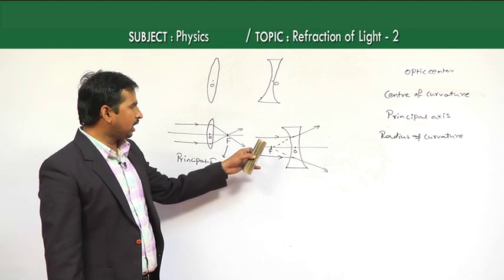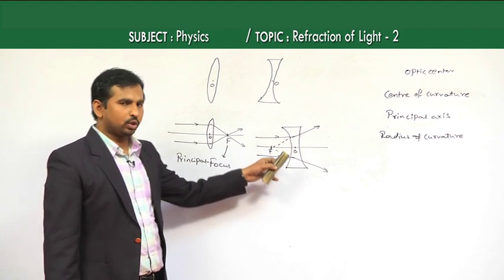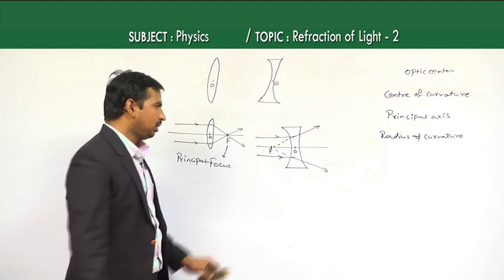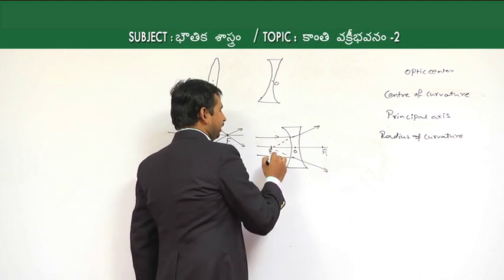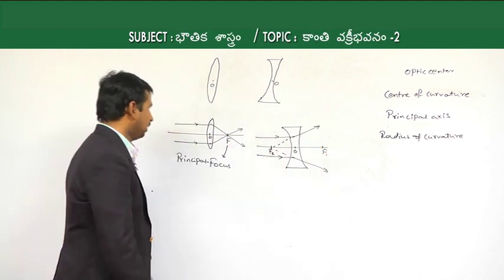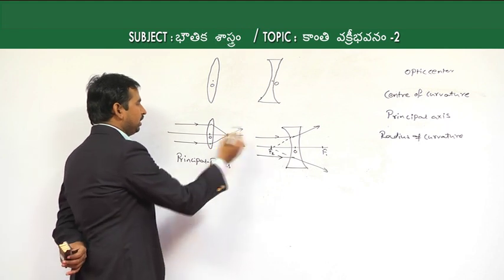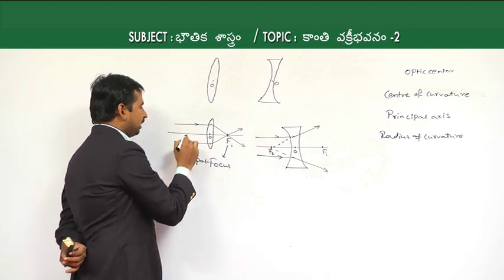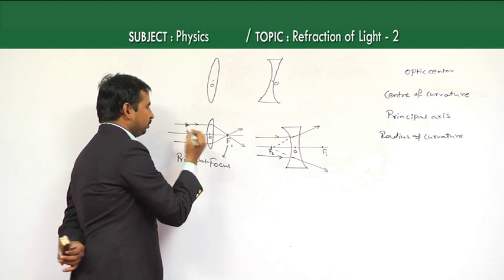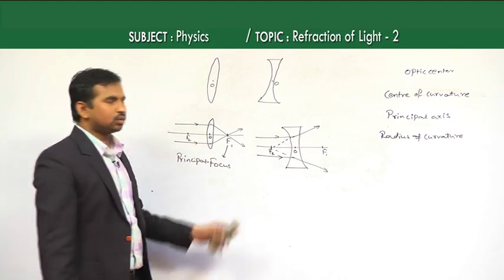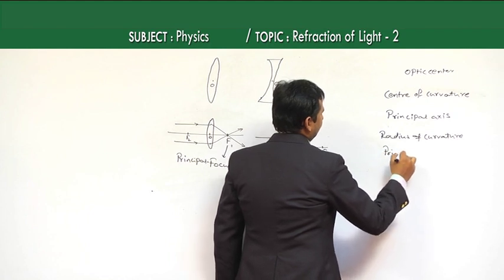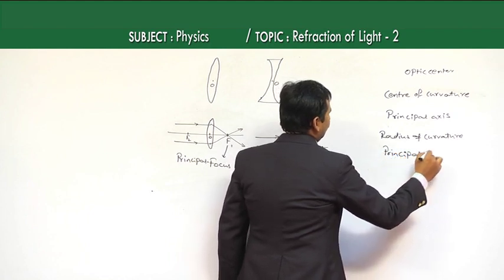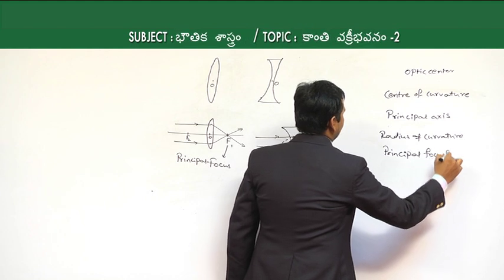If you are taking light rays from this side, you are getting the focus on this side, and in the same way the focus is present on the other side also. Let this be F1, this is F2, and in the same way this is F1. If the light rays you are taking from that side, then it is taken as F2. This is called the principal focus. Principal focus is represented with F.